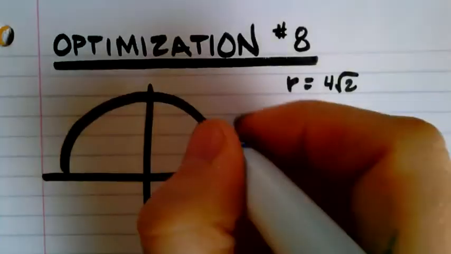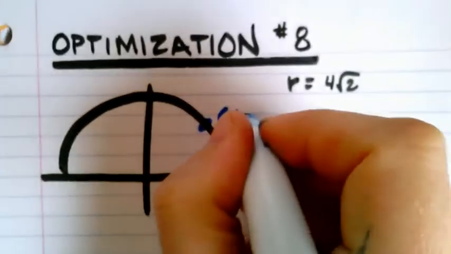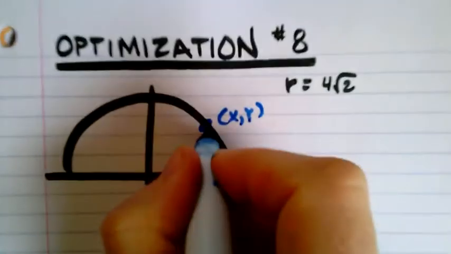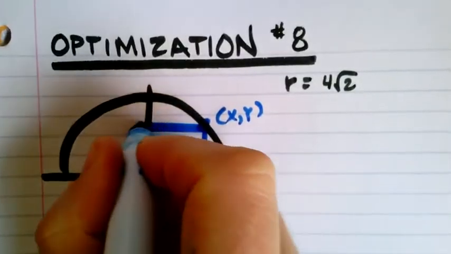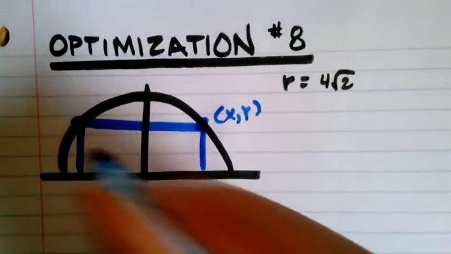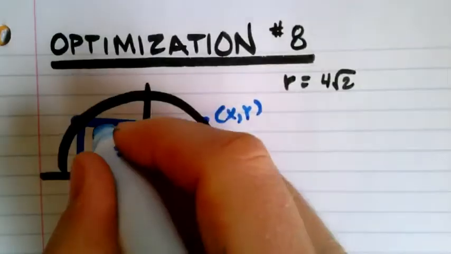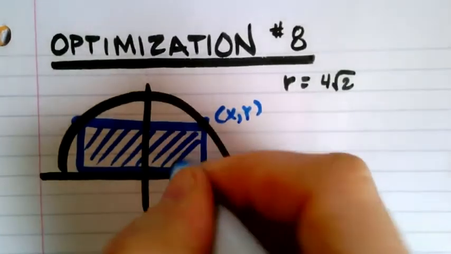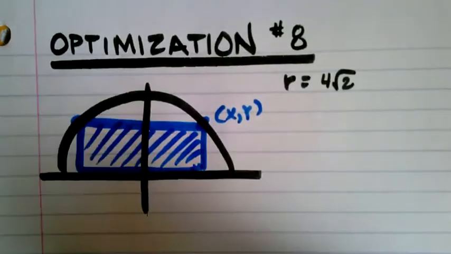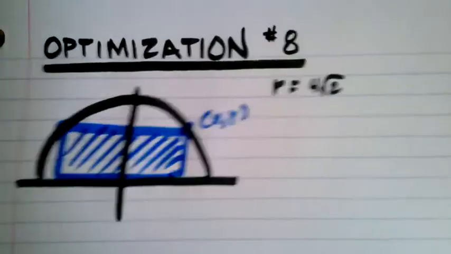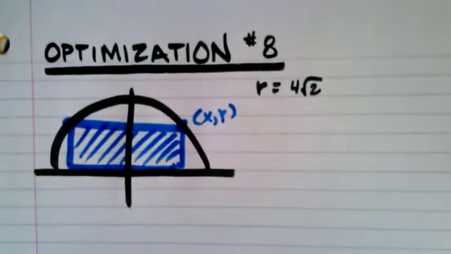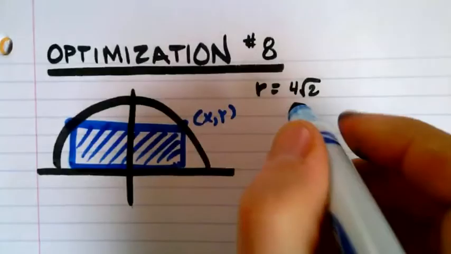Number 8 is almost the same as number 7, so I'm not going to do the whole problem. Exact same idea as the last one. You've got a point, x comma y, and it is on a semicircle, and you're going to use it to generate a rectangle. The one thing that is different on this one is that they didn't tell us the equation of the circle, they just told us the radius.